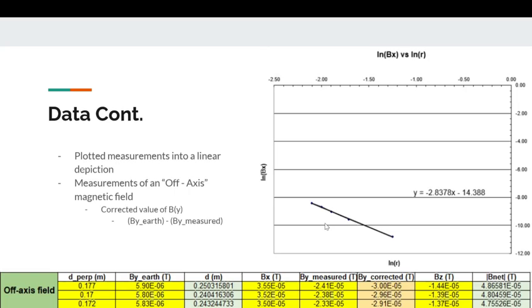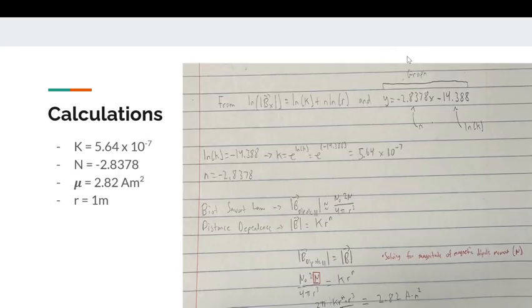Using the data from the previous slide, I created a linear depiction of our data, shown with this line over here. As you can see, the line has a slope of negative 2.8378, similar to our n value, and an intercept of negative 14.388. And I also included the measurements of an off-axis magnetic field shown in the table below. Here are my calculations for each value.